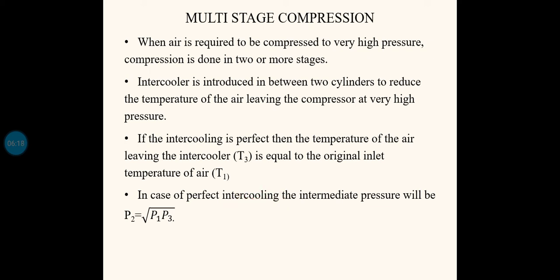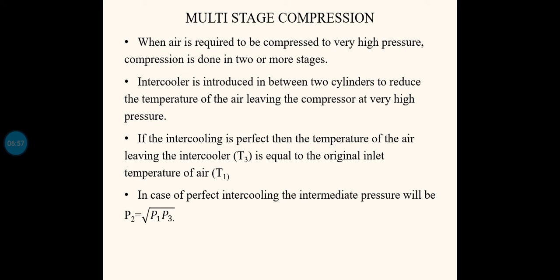For two stage compression, the initial pressure of the air entering the first stage is P1, and with pressure P2 the air will be leaving the first cylinder. With the same pressure it is entering the second cylinder. So the entry pressure of the air into the second cylinder will be P2 itself. Pressure is not reduced while passing through the heat exchanger. In a heat exchanger, pressure always remains constant. There is no reduction in pressure, only the temperature is reduced.